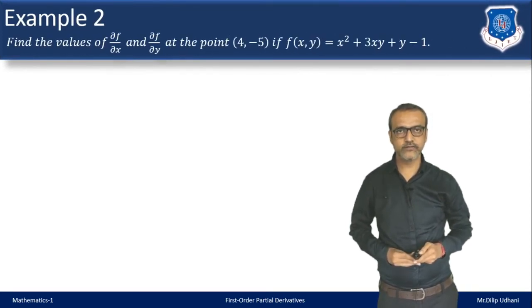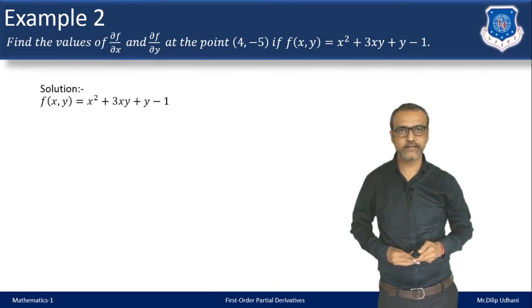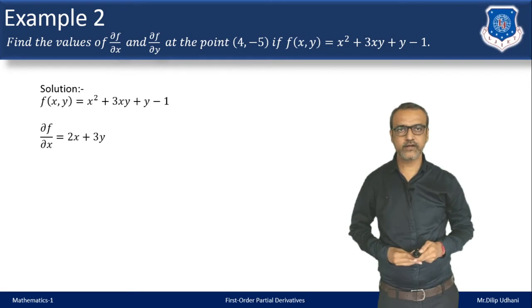Example number 2 is find the values of del f by del x and del f by del y at the point 4 comma minus y if function of xy is x square plus 3xy plus y minus 1. So here the function of xy is x square plus 3xy plus y minus 1. So first of all we will find out del f by del x. Here it is not defined that we have to find out del f by del x and del f by del y using definition. So directly we can find out del f by del x.